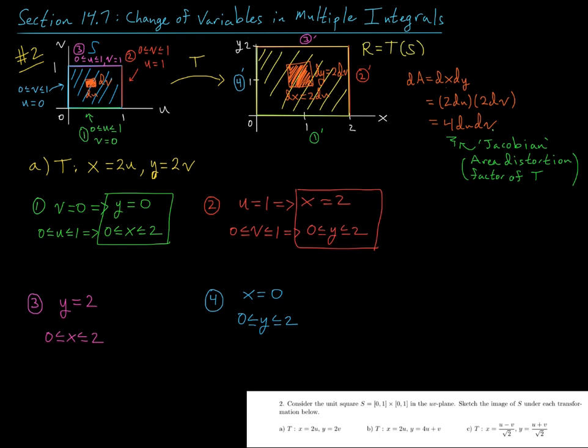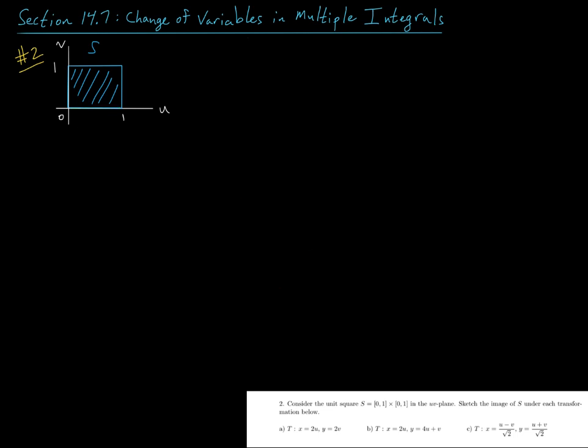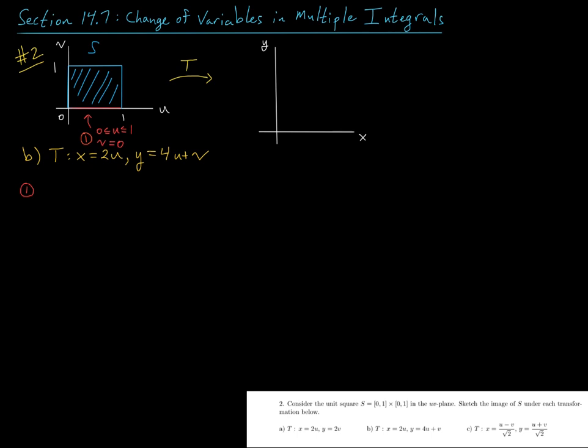Okay, and this 4 is what's known as the Jacobian of the transformation T, and it's just the area distortion factor of that transformation. Okay, so more on all of that to come as we get into integration with substitution. All right, but for now, let's go ahead and look at part B. So here we're looking at the transformation where x is 2u and y is 4u plus v. So again, we'll just start by looking at what T does to the boundary of our square.